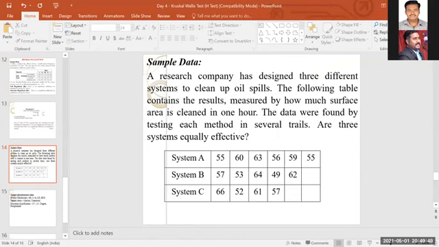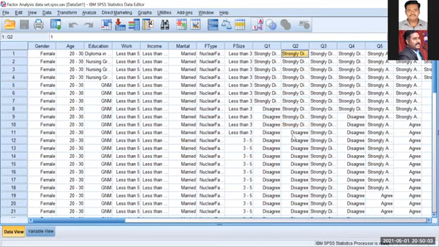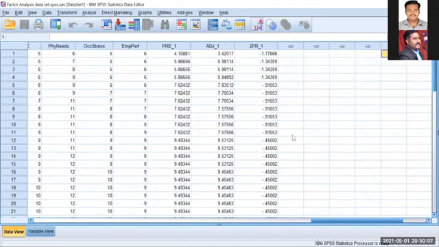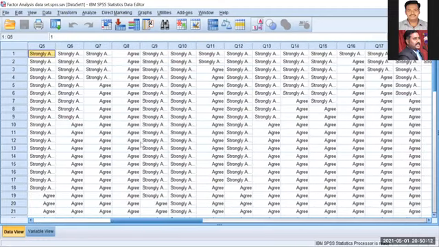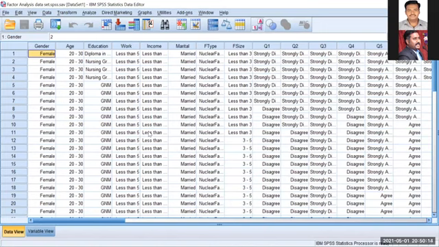I'll stop sharing this. I'll share one more file, because you were asking about normality, right? I think you can see this questionnaire. This is the questionnaire, with some 30 questions. So you have to enter all the variables in SPSS and then go for normality. Normality is also tested with the Kolmogorov-Smirnov test.